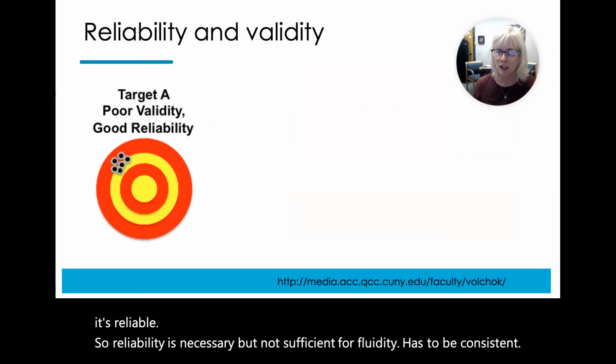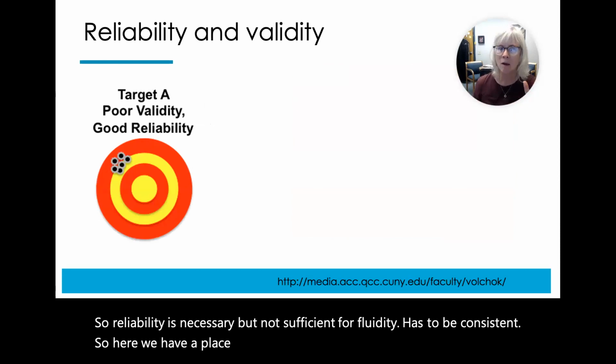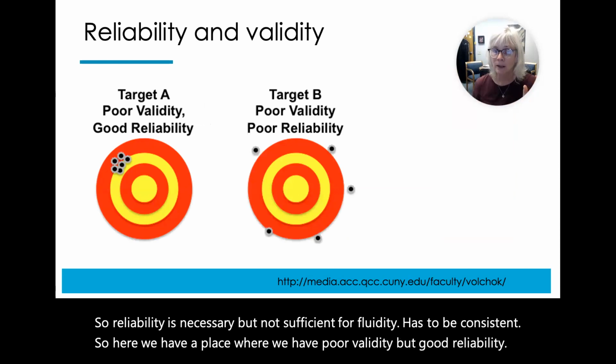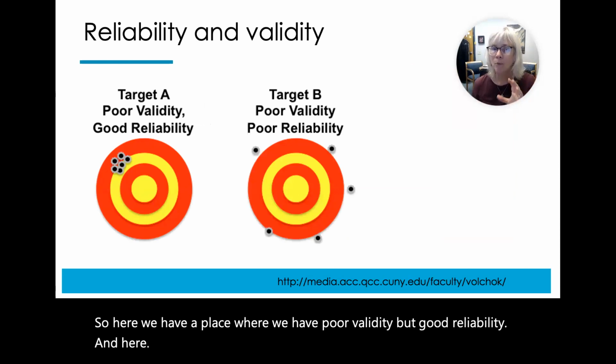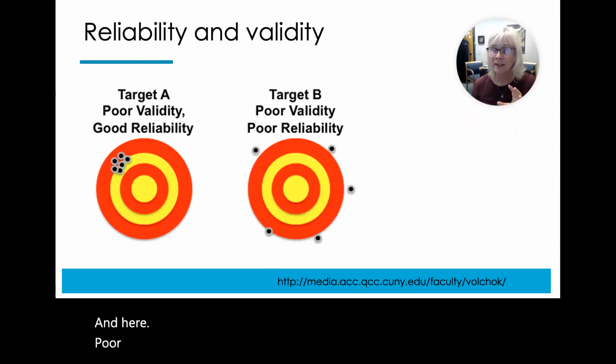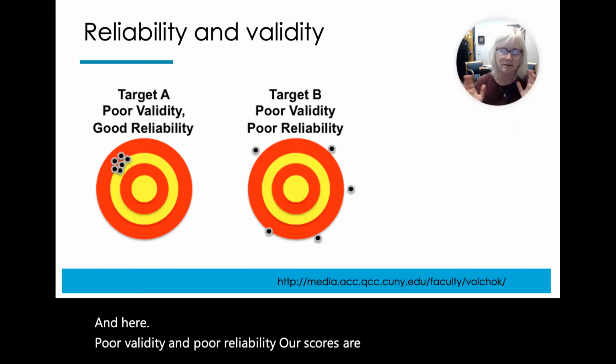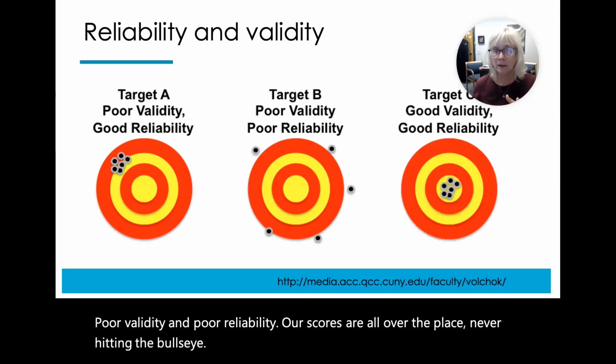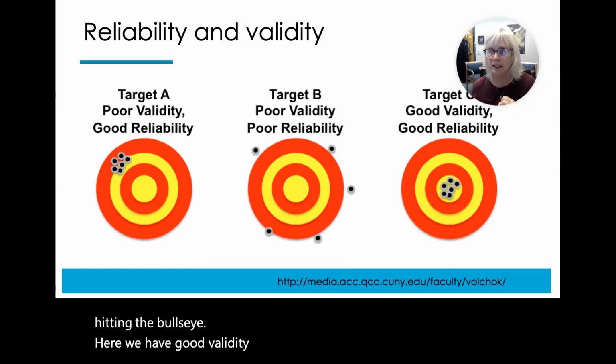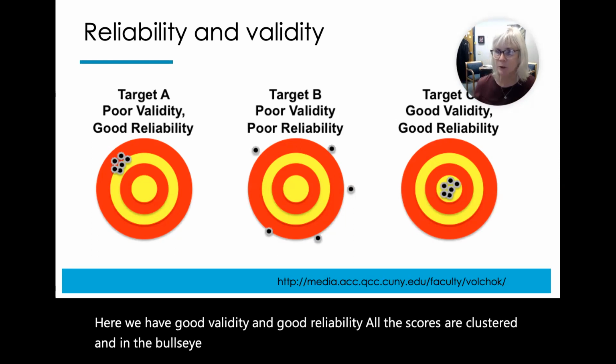So here we have a place where we have poor validity, but good reliability. And here, poor validity and poor reliability. Our scores are all over the place, never hitting the bullseye. Here, we have good validity and good reliability. All the scores are clustered in the bullseye, measuring exactly what we expect.